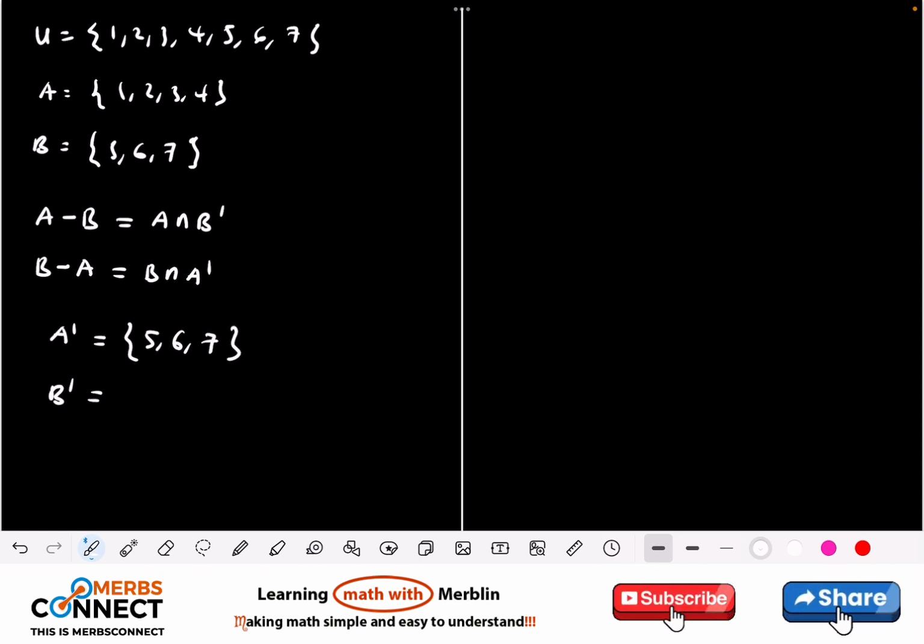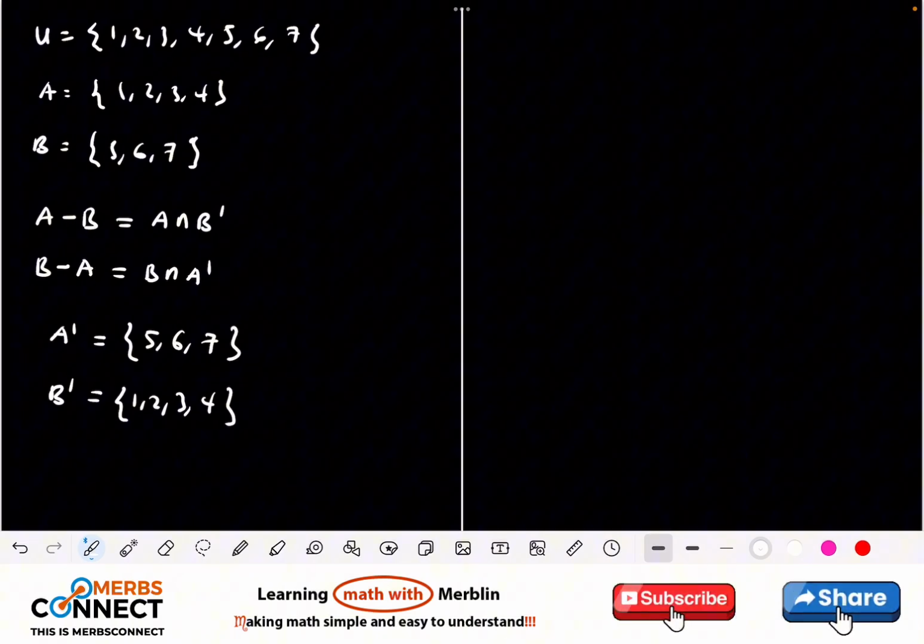Let's look at B complement. B complement will be all elements in the universal set that are not in B. So what are we going to have? We are going to have 1, 2, 3, and 4.